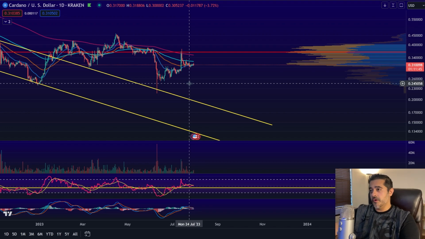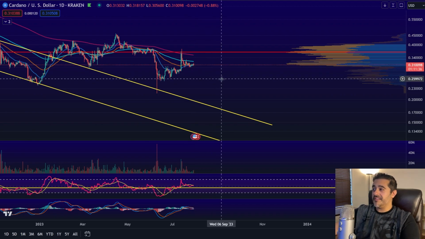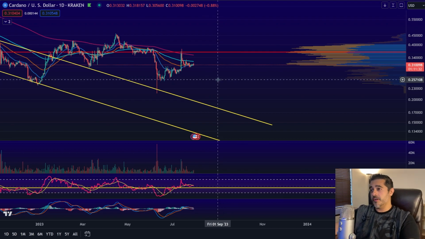for Bitcoin. Because I think going down to 25K for Bitcoin is a little unlikely, I think it's more likely that a drop to 27K would take Cardano down to around 25 cents, 26 cents. So I think that's a decent area for buying Cardano.